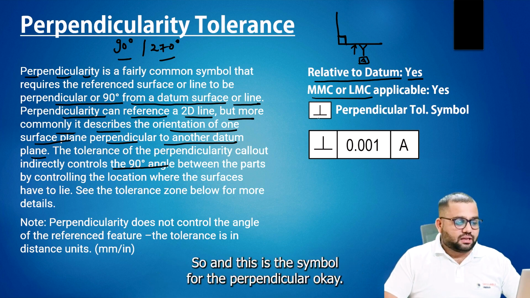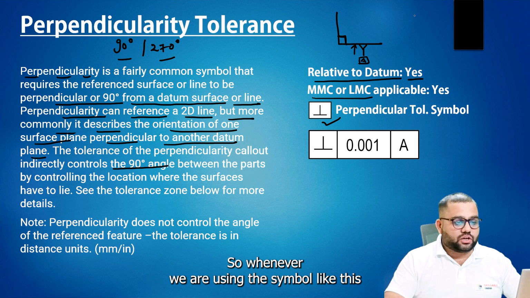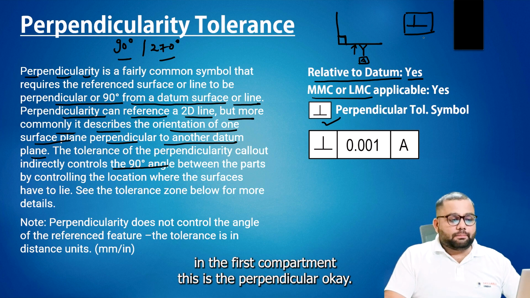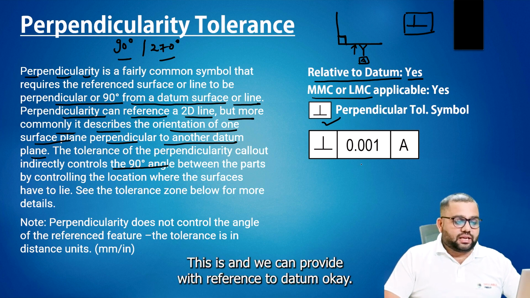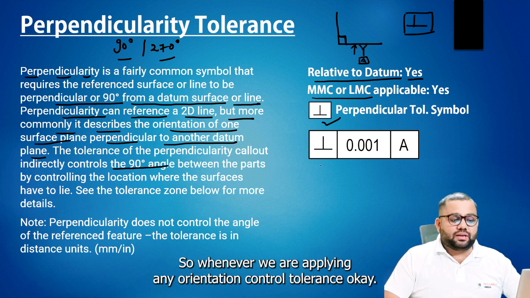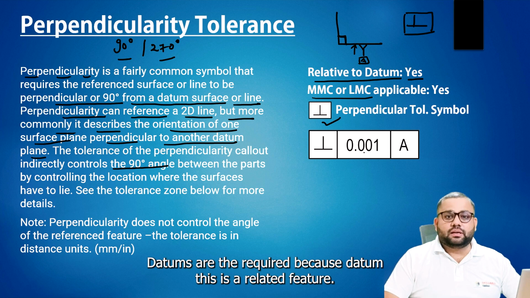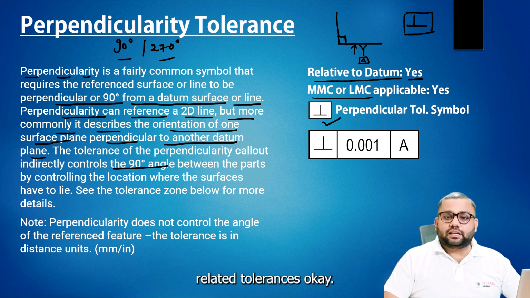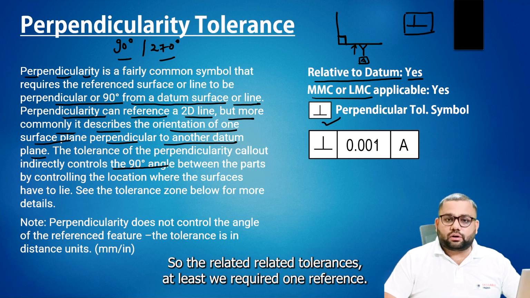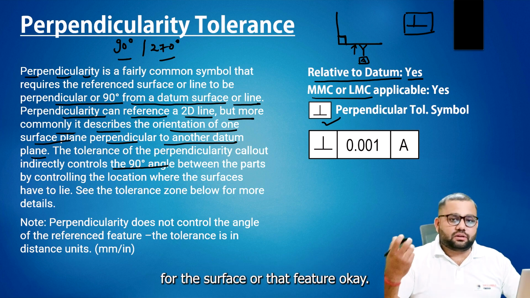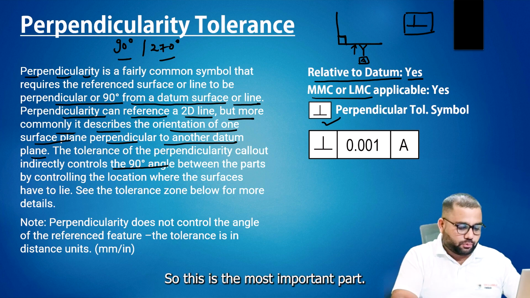This is the symbol for perpendicularity. Whenever we use the symbol like this in the feature control frame, the first compartment holds the perpendicularity symbol, and we can provide the reference to a datum. Whenever we apply any orientation control tolerance, we have to apply datums. Datums are required because this is a related feature with related tolerances. For related tolerances, we require at least one reference, at least one datum, for the relationship with the surface or the feature. This is the most important part.